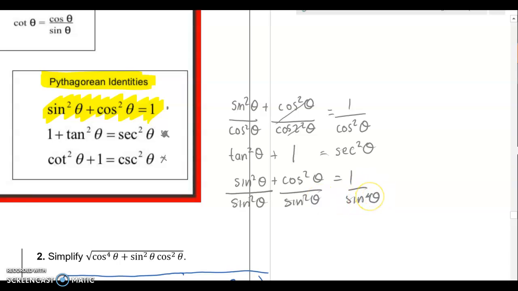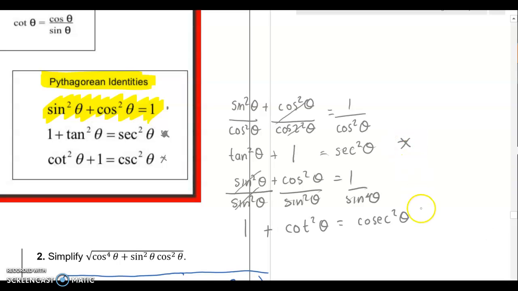Okie dokie. So looking at what's happening there, sine squared theta on sine squared theta is going to be equal to 1. Cos squared theta on sine squared theta, well, that's the opposite of cot. Remember, sine on cos is tan, so cos on sine is cot. And we've got squareds, so it's cot squared theta. And our last part there, 1 on sine squared theta is cosec squared theta. Because we know 1 on sine is cosec, when we square it, we just end up with the squared term.